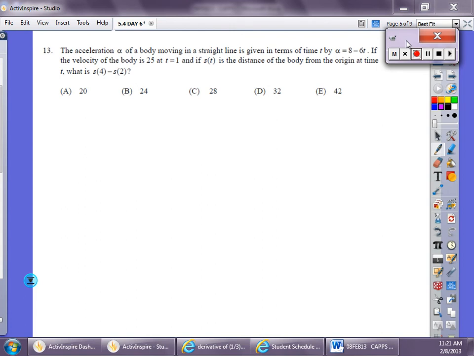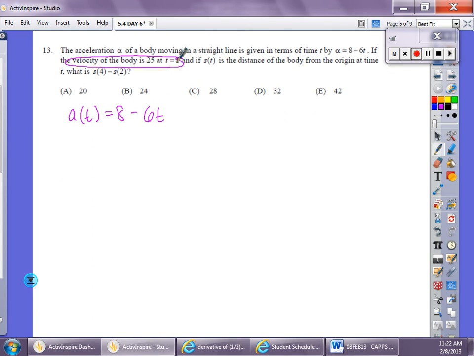All right, so things that I do. I always write down functions if they give them to me. Do you see this information right here? That to me is something I call an initial point. The velocity of 1 is 25. Anytime I see a point, I just call it an initial point and I write it down. Or I circle it, I highlight it. All right, so S sub t is the distance of the body from the origin.